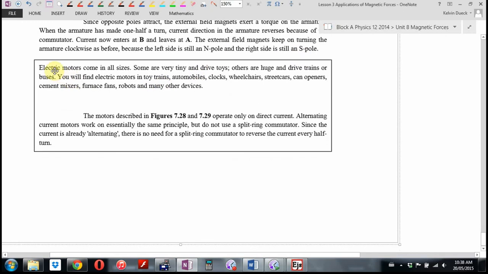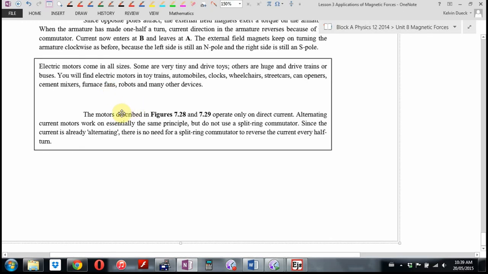You know what? I think the picture from the app was clearer. Electric motors come in all sizes. Some are very tiny and drive toys. Others are huge and drive trains. SkyTrain, buses, toy trains, automobiles, Tesla Roadster, Prius, clocks, wheelchairs, streetcars, can openers. Almost anything that has an electric motor is doing something that involves moving something in a circle. Even an elevator motor, the coil of rope is being wound round in a circle. But if we move something in a circle, we can turn that into linear, straightforward motion fairly easily.